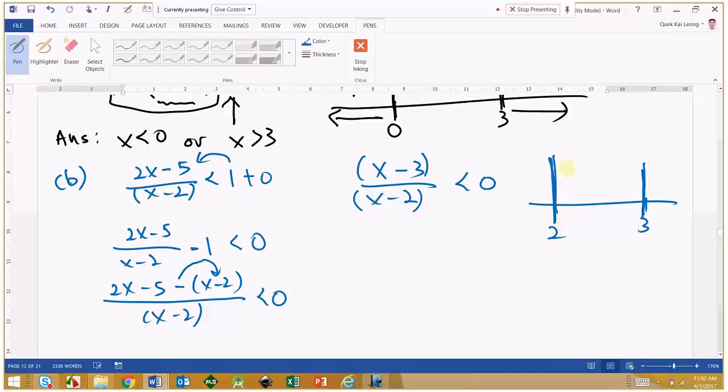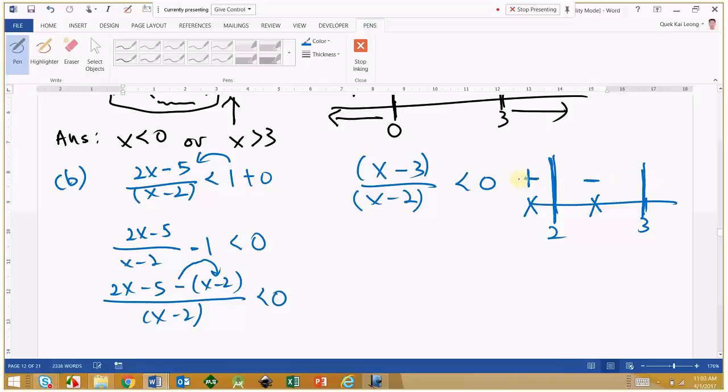So I'm going to substitute a value of x less than 0. I think I can use 1, but I think 0 will be very convenient. If I let x be 0, it's negative 3 over negative 2, so that gives me a positive. So this region is positive. Okay, 2 point something. If I use 2.5 here, negative over positive will give me a negative.